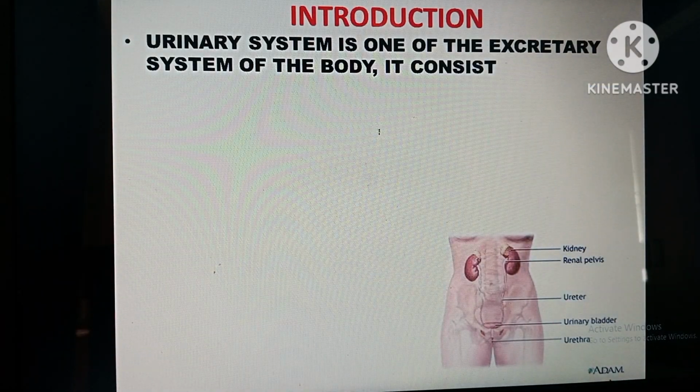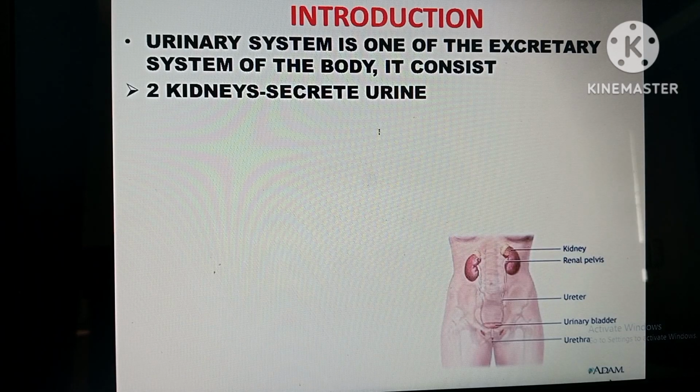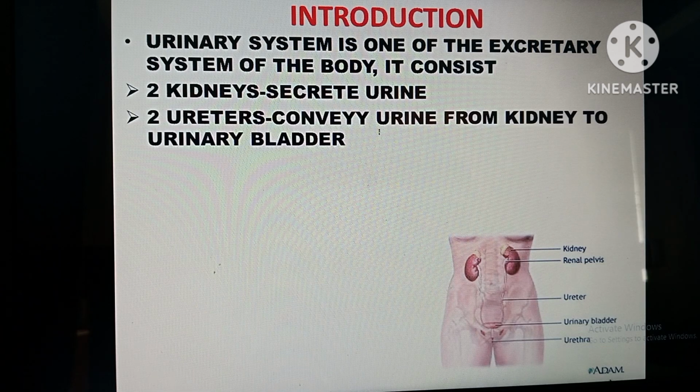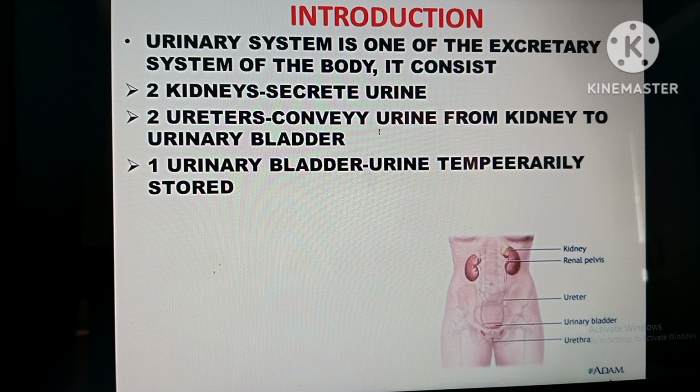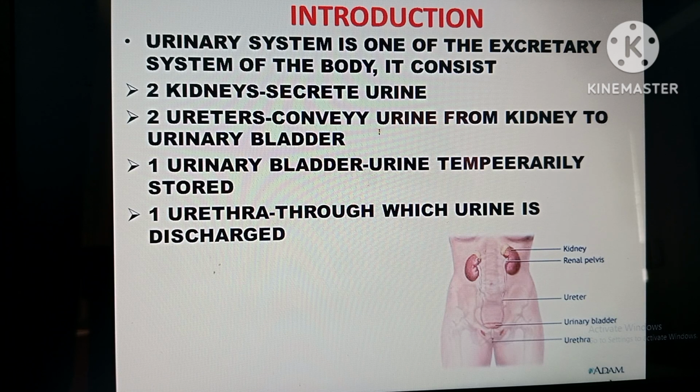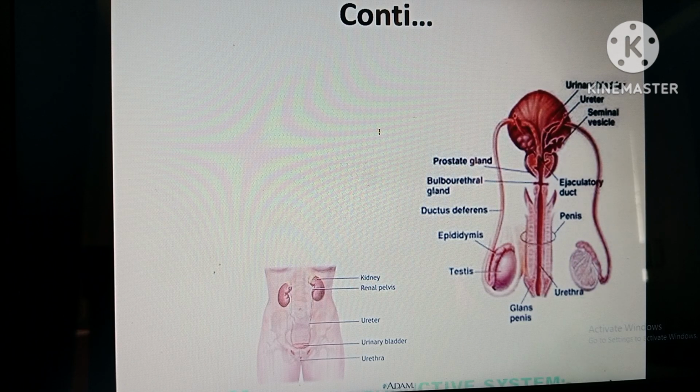The urinary system is one of the excretory systems of the body. Excretory means it helps to put the waste product out in the form of urine. It consists of two kidneys which secrete urine, two ureters which convey urine from the kidneys to the urinary bladder, one urinary bladder where urine is collected temporarily, and one urethra through which urine is discharged.